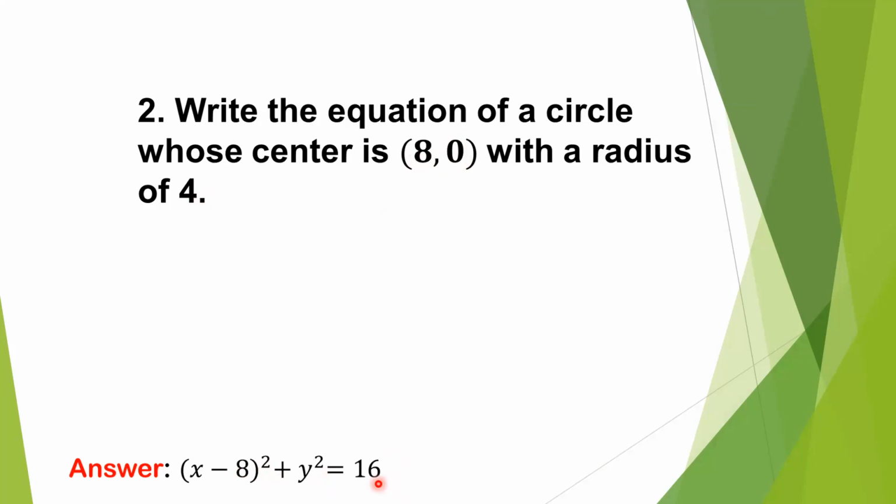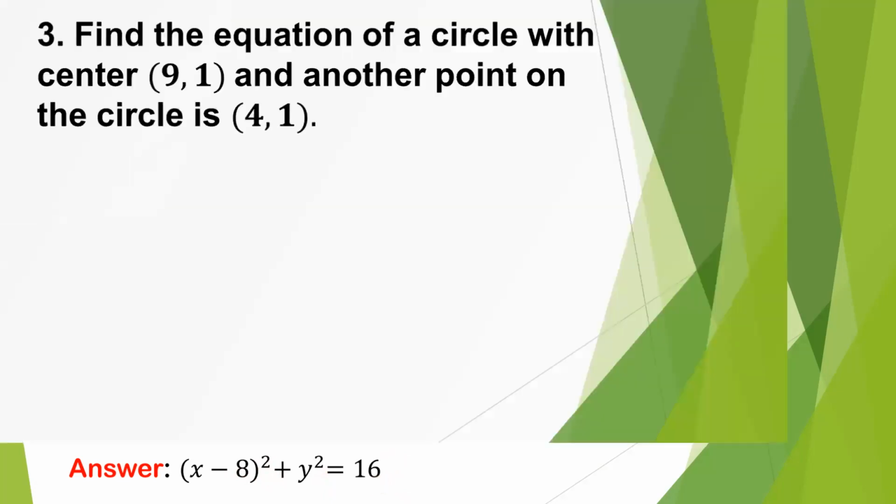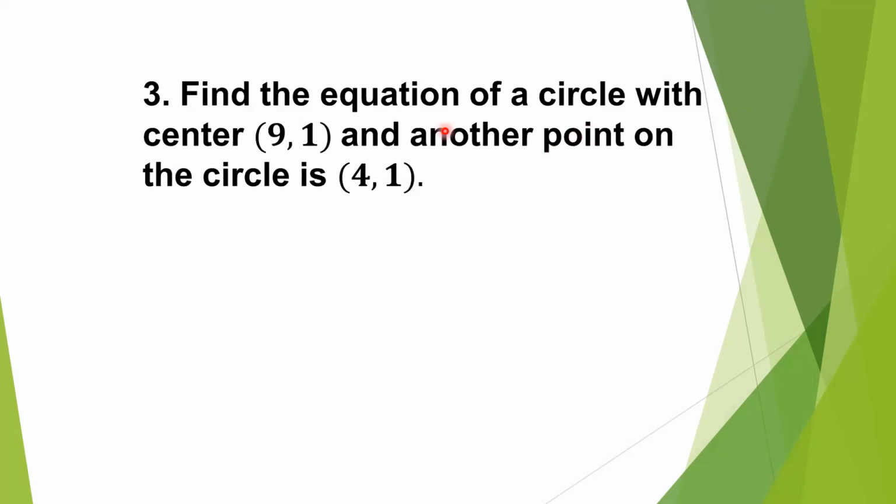Okay. Now for number 3. Find the equation of a circle with center (9, 1) and another point on the circle is (4, 1). So we're given already the center. So we expect an (x minus 9) quantity squared plus (y minus 1) quantity squared equals 25. Okay. Saan nanggaling yung 25? It came from 9 minus 4. Yung distance lang nito, no?